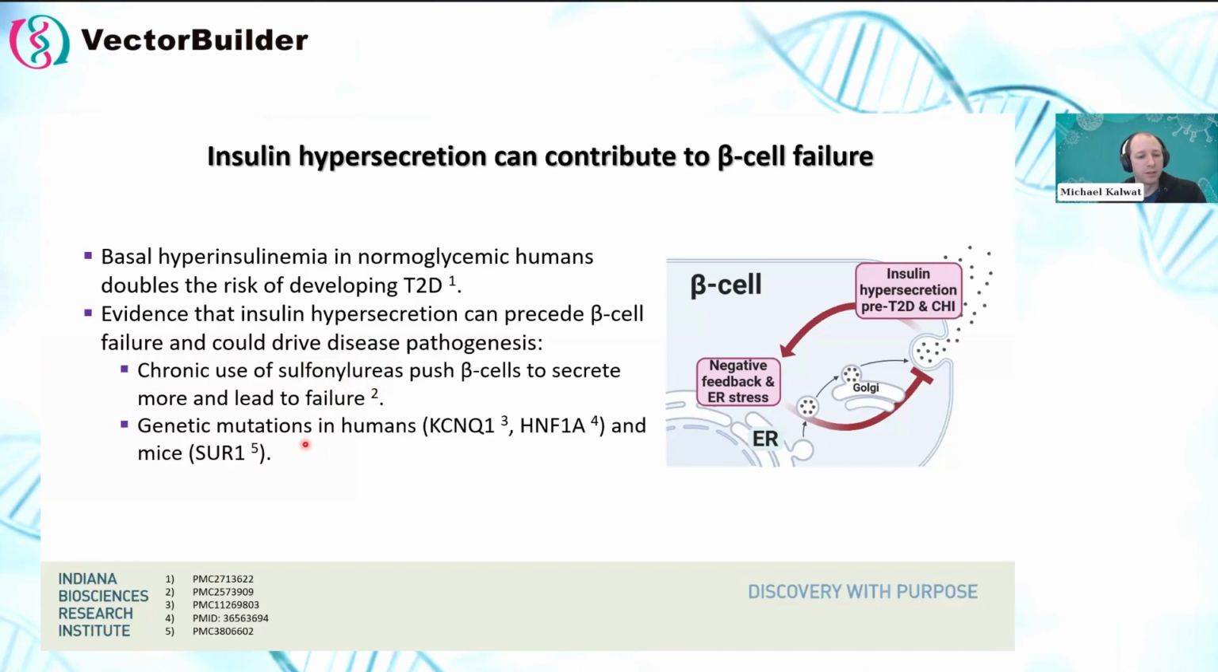And there are also genetic studies showing that humans with mutations in certain genes can exhibit hypersecretion prior to beta cell failure.